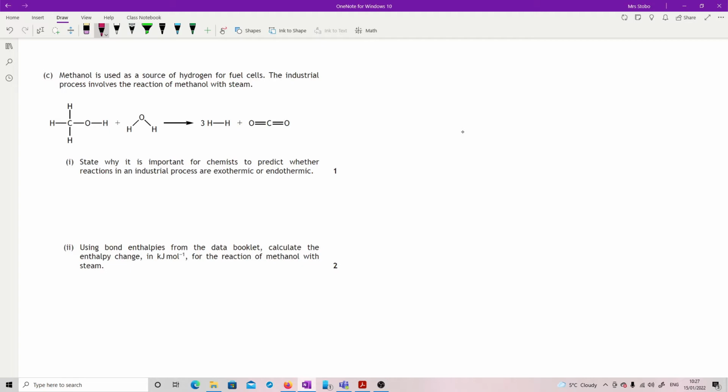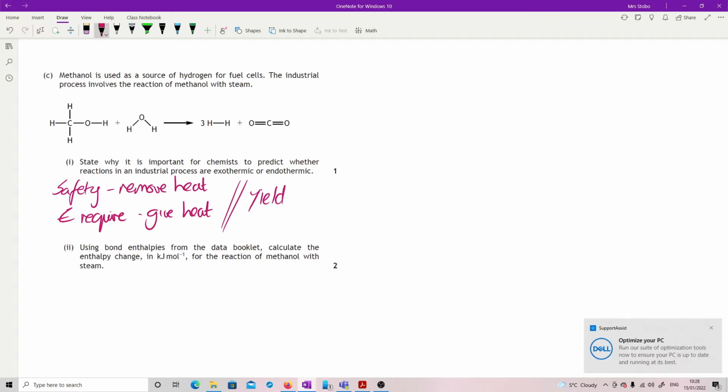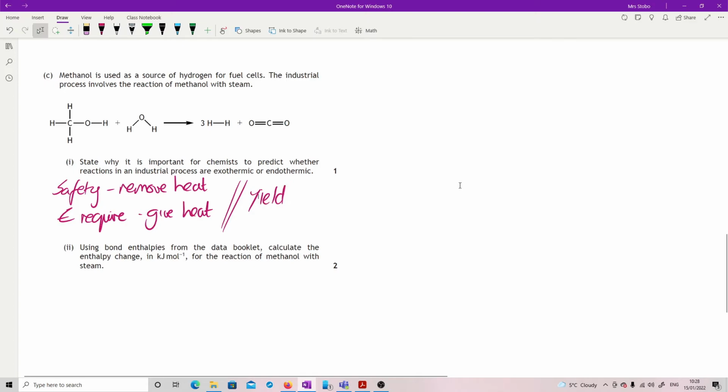Right, so really, this frankly I think is all about safety. You need to know if it's exothermic because you may have a requirement to remove heat. You also might have an energy requirement to give heat. And from an industrial point of view, you could also say that this is all about yield. So especially if it goes to an equilibrium, you're going to have to run that as well.